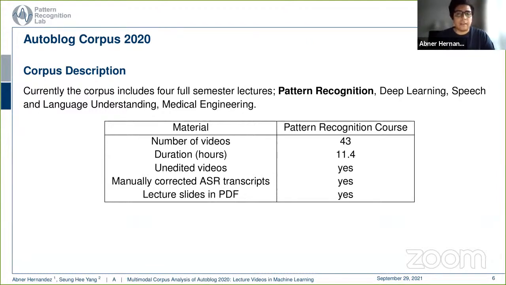We also have unedited videos, as for this course we used pre-recorded videos and had students watch the videos. And we also have manually corrected ASR transcripts. So for this, we uploaded the videos on YouTube and just took the automatic captioning system output and then had students manually correct the output of the ASR. And we also have lecture slides in PDF format, of course.